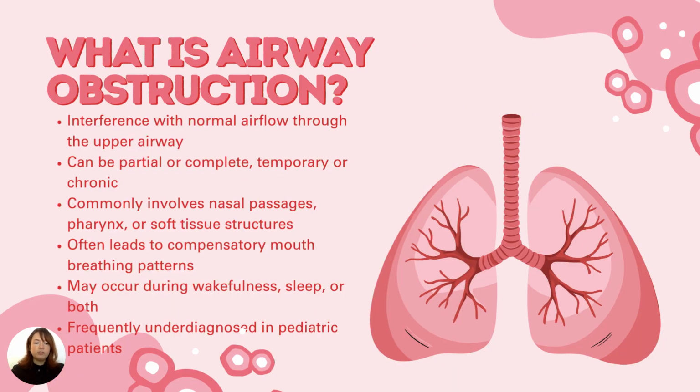So what is airway obstruction? It is the interference with normal airflow through the upper airway. It can be partial or complete, temporary, sometimes like little asthma attacks, or chronic, like emphysema or RSV. It commonly involves nasal passages, the pharynx, or soft tissue structures, and often leads to compensatory mouth breathing patterns. It may occur during wakefulness, sleep, or both.